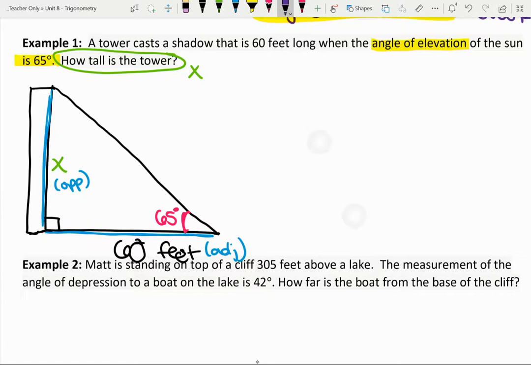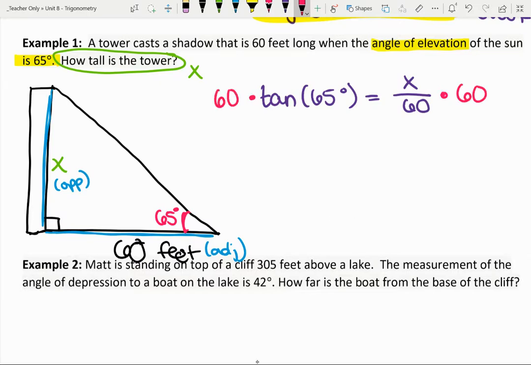This tells me that the tangent of 65 degrees is equal to the opposite over the adjacent side, x over 60, right? Opposite divided by adjacent is the tangent here. So tangent of 65 degrees equals x over 60. Now if I want to get x by itself, I multiply both sides by 60. So I get the new statement that 60 times the tangent of 65 degrees is equal to x.